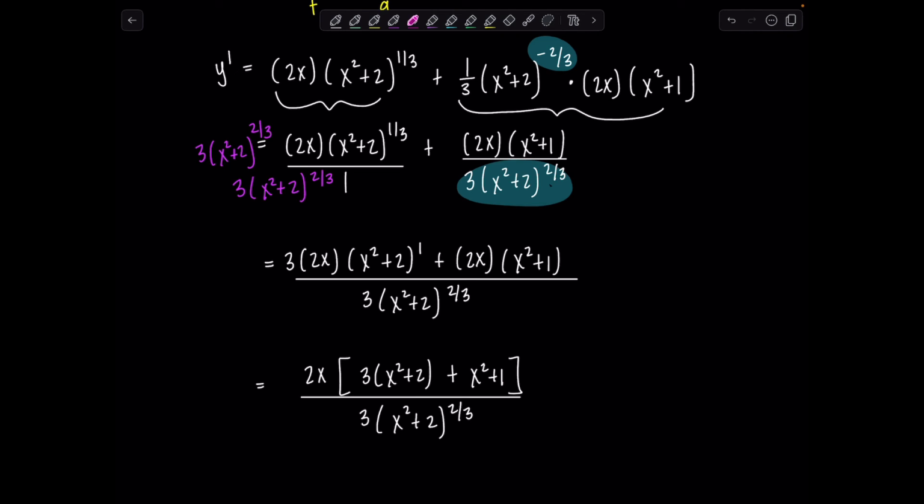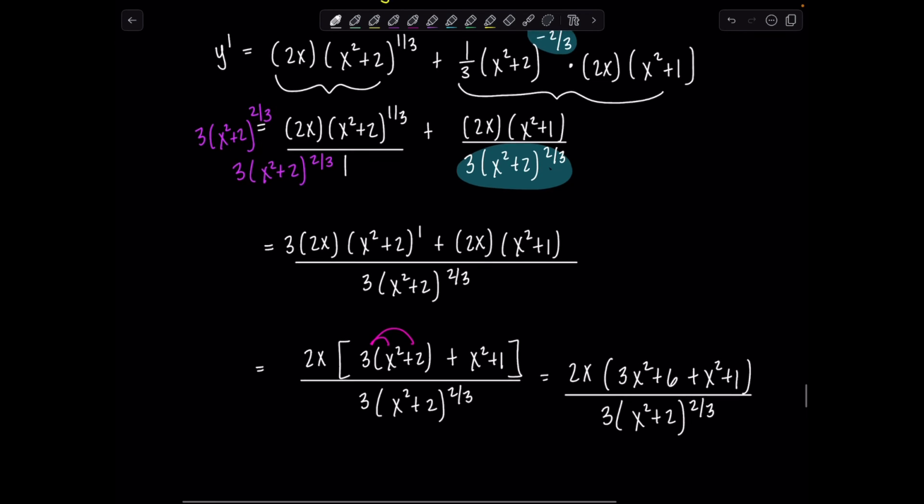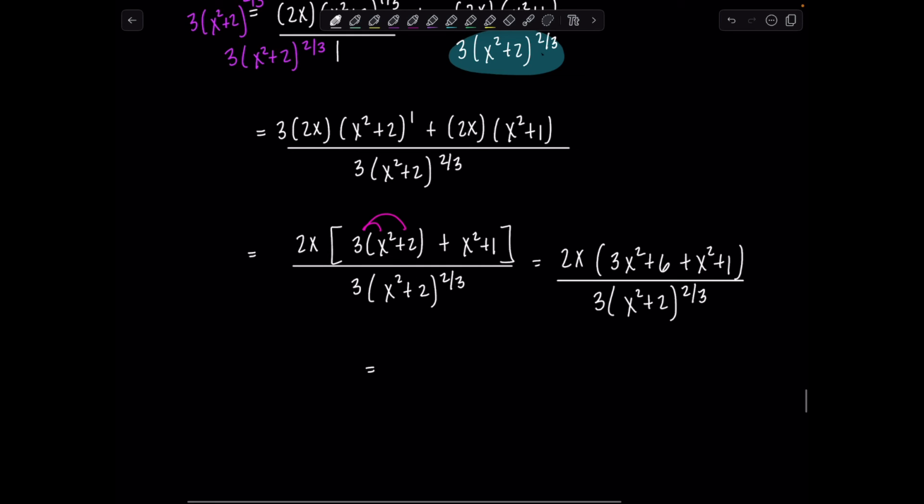And then now go ahead and just distribute and clean up inside. So this is what? 2x times, that's 3x squared plus 6 plus x squared plus 1, over 3 times (x squared plus 2) to the 2/3. We're almost there, guys. We're almost there. 2x times (4x squared plus 7) over 3 times (x squared plus 2) to the 2/3.